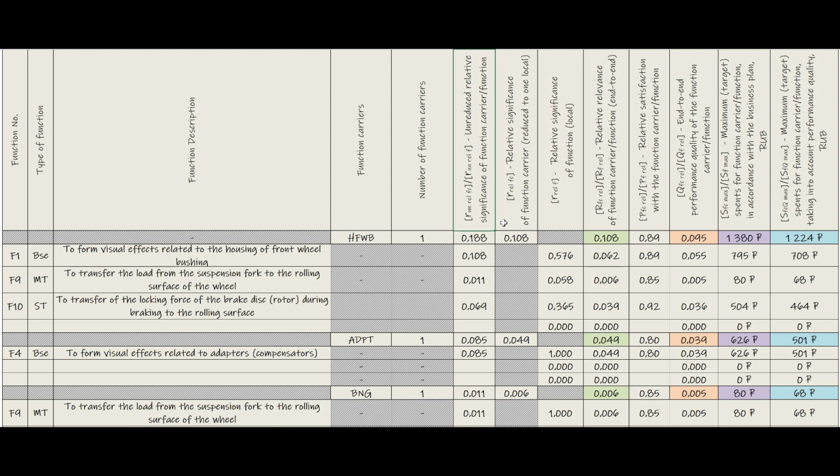Second, the column unreduced relative significance of function carrier is automatically determined for function carriers as the sum of the relative importance values of functions assigned to an individual carrier. Third, next, the conversion to a unit of significance for the function carrier is performed by filling the column relative significance of function carrier reduced to the one local.